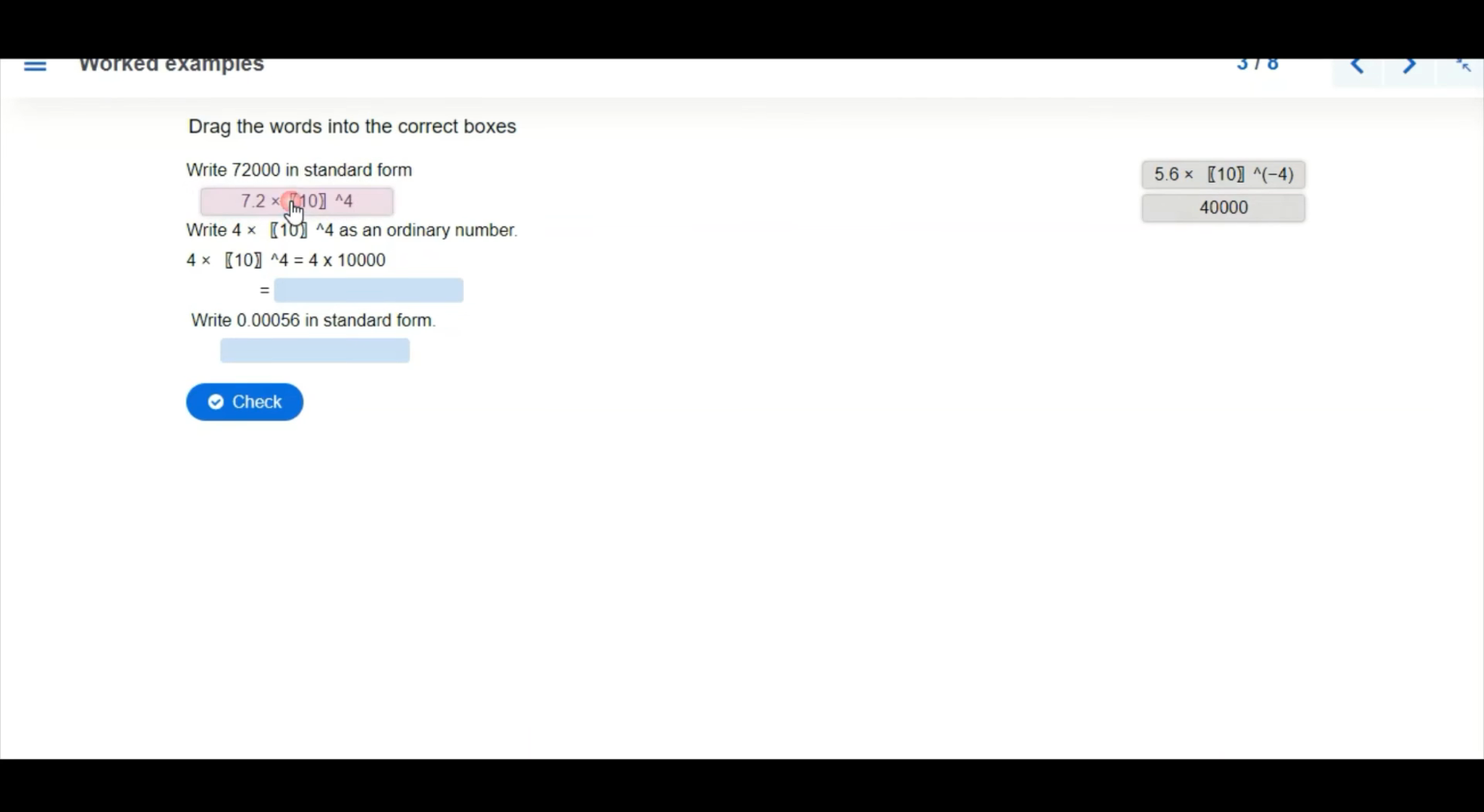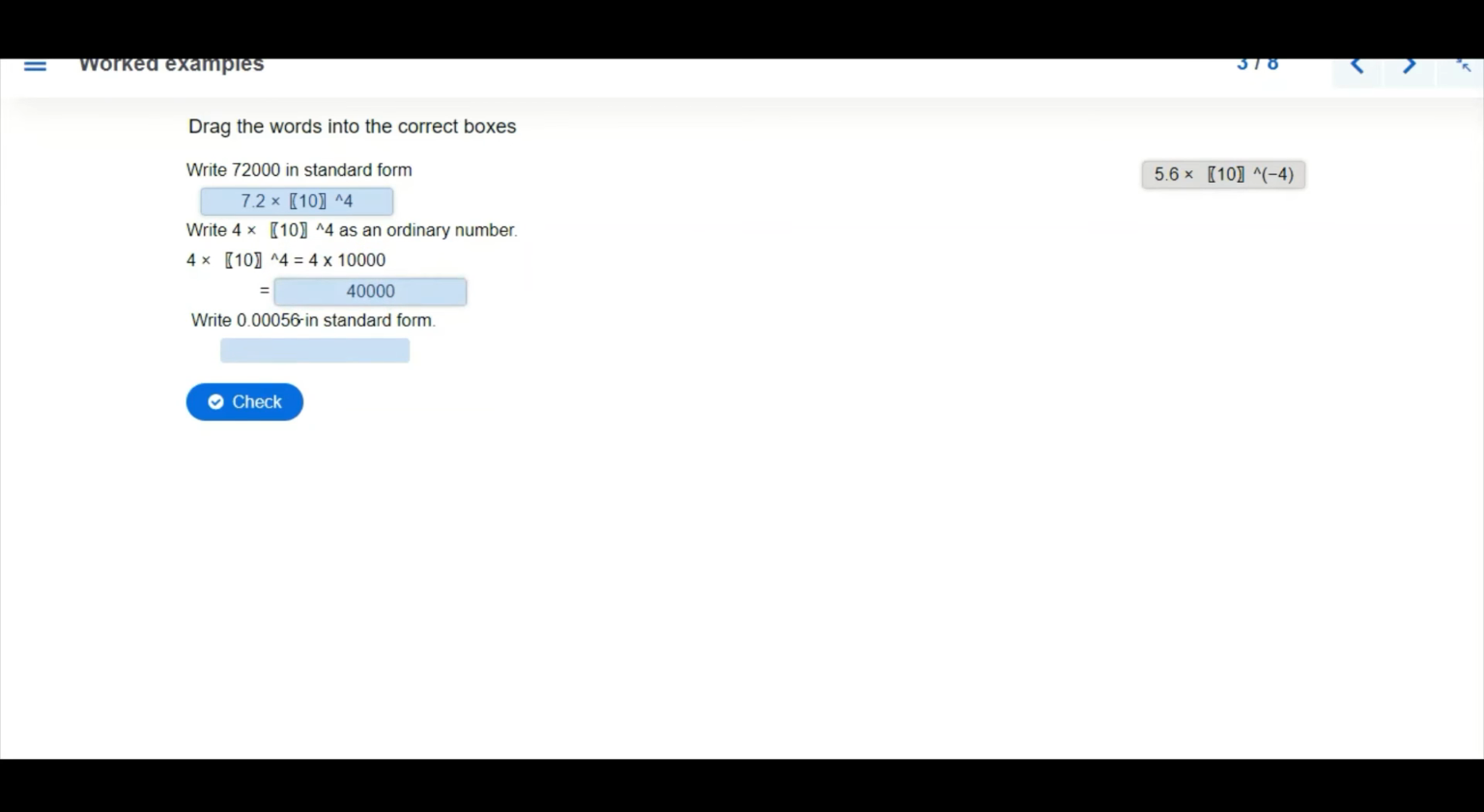Now we have another example here. We have to express 4 times 10 raised to power 4 as an ordinary number. So 10 raised to power 4, that is how many zeros? That is 10 times 10 times 10 times 10, 10 in 4 places. By the time you multiply 10 in 4 places, it is going to give us what? 10,000. So if you multiply 4 with 10,000, that will give us 40,000. So 4 multiplied by 10 raised to power 4 will give us 40,000.